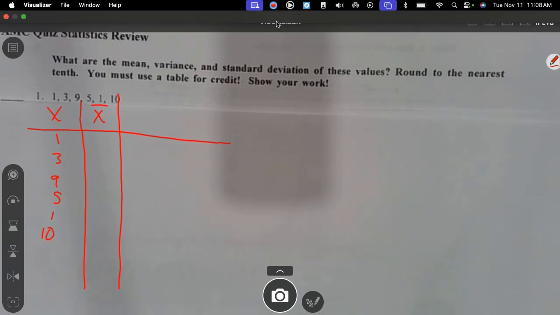How do you find the average? Add them up and divide by how many? There are 6. So I add 1 plus 3 plus 9 plus 5 plus 1 plus 10, and I divide it by 6. I get 4.8. It doesn't tell me to round to the nearest tenth, so my answer is 4.8.